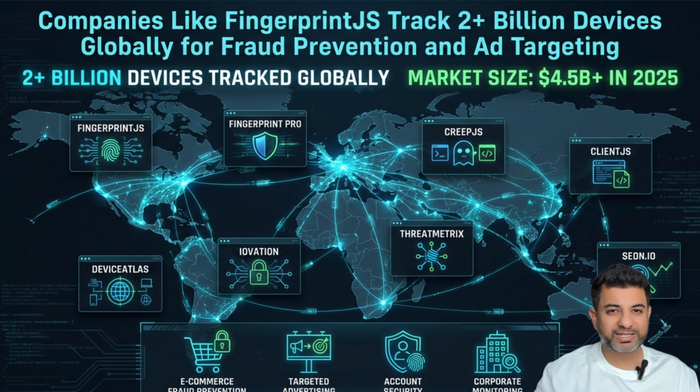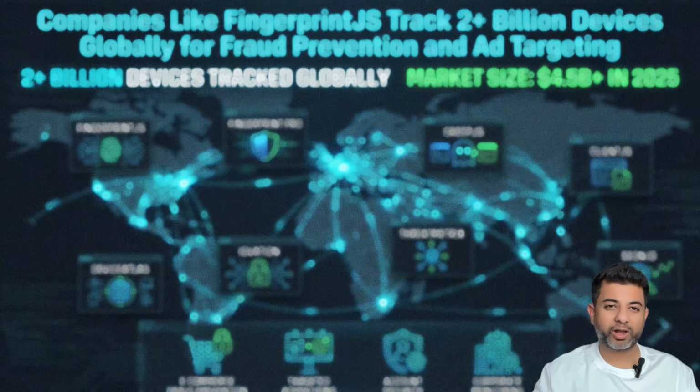Employers tracking productivity and compliance. Some of this sounds legitimate, right? Fraud prevention is good, but here's the problem. The same technology that stops fraud also enables mass surveillance. And unlike traditional tracking, you can't opt out. There's no accept or reject button. It just happens. These companies have built a panopticon and we are all inside it.